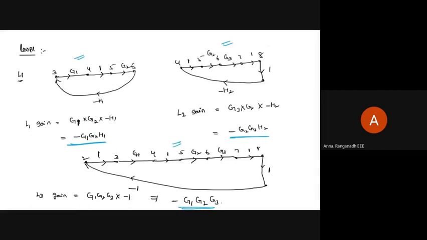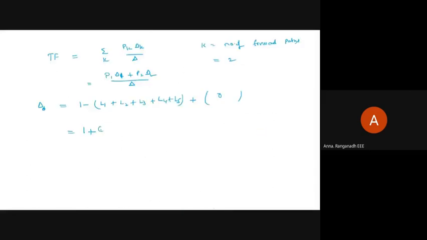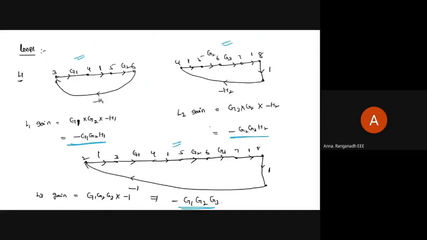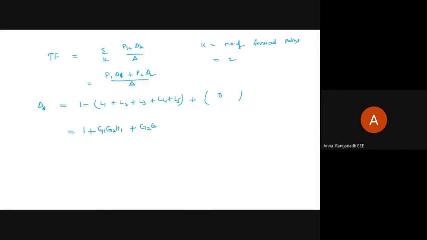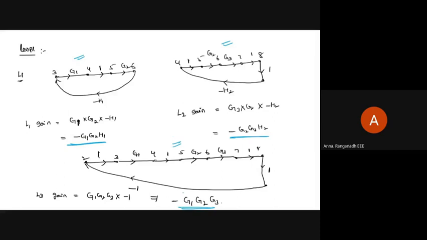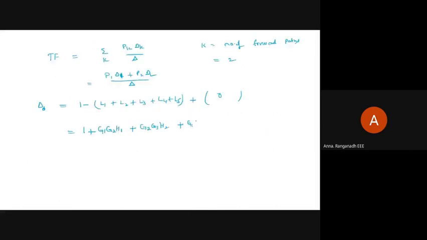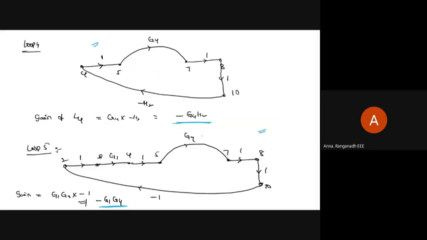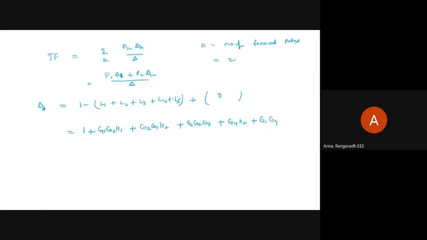So what is the loop 1 gain? G1, G2, H1, plus loop 2 gain is G2, G3, H2, plus the third one is G1, G2, G3, plus L4, which is G4, H2, then L5, G1, G4. Here it is a minus, but why I have taken plus is because the formula itself already has minus plus. That's why I'm taking it in delta. This is the delta. Now coming to delta 1.